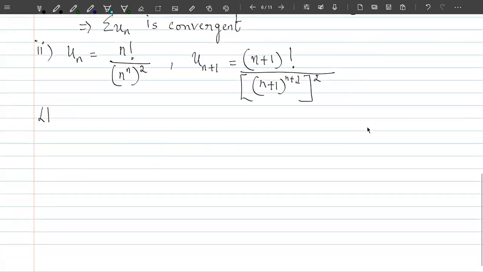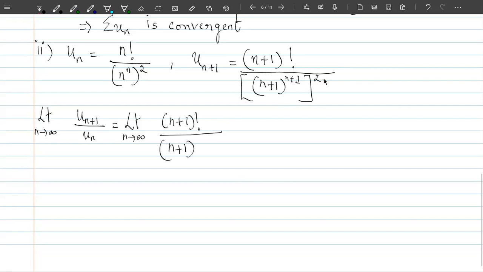So now limit n tending to infinity un+1 divided by un is equal to limit n tending to infinity (n+1)! divided by (n+1)^((n+1)^2), which is equal to (n+1)^(2n+2), and this gets multiplied with n^(n^2), which is equal to n^(2n), divided by n!.